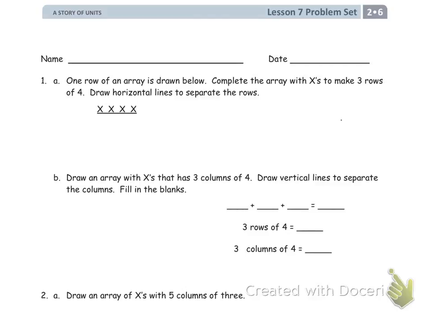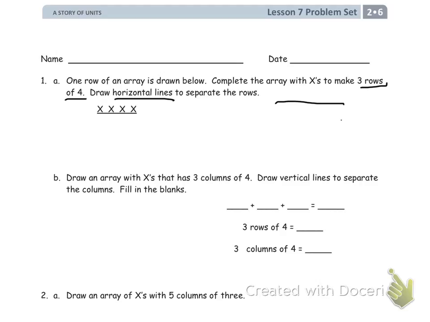Alright, so for lesson 7 it says that we have one row of an array that is drawn below. Complete the array with x's to make 3 rows of 4 x's and to draw horizontal lines to separate the rows. Now horizontal lines just look like this. It's just a line that goes across instead of up and down.